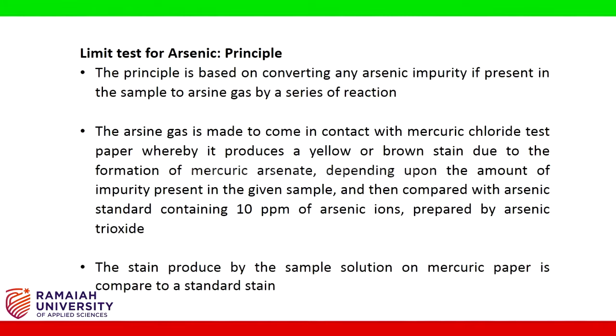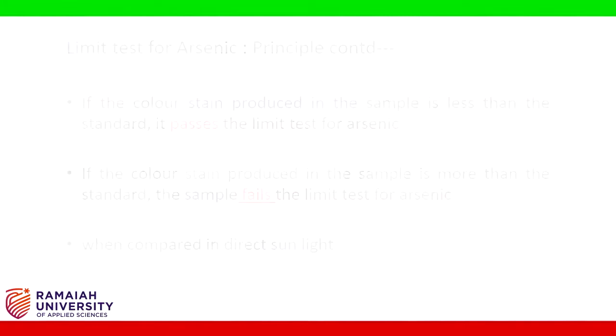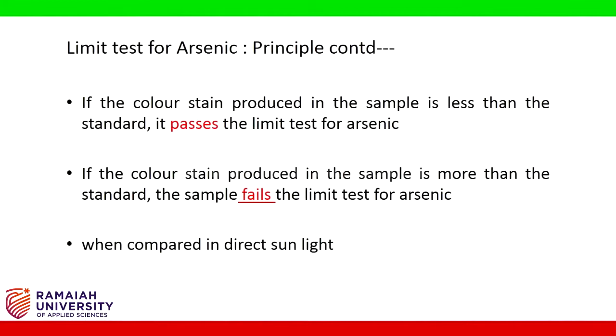The stain produced by the sample solution on the mercury chloride paper is compared with a standard stain. If the color stain produced in the sample is less than the standard, it passes the limit test for arsenic. If the color stain produced in the sample is more than the standard, the sample fails the limit test for arsenic when compared in direct sunlight.